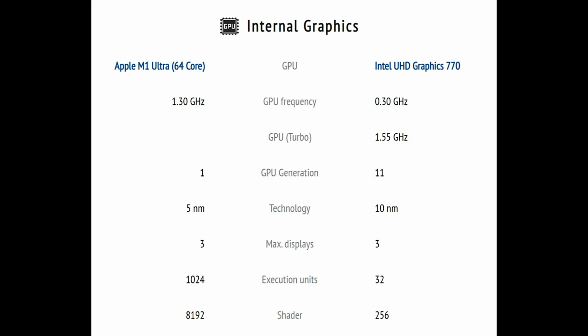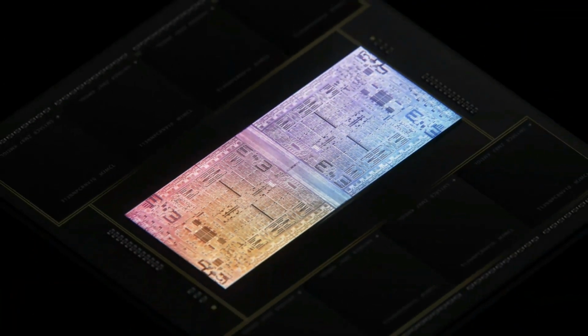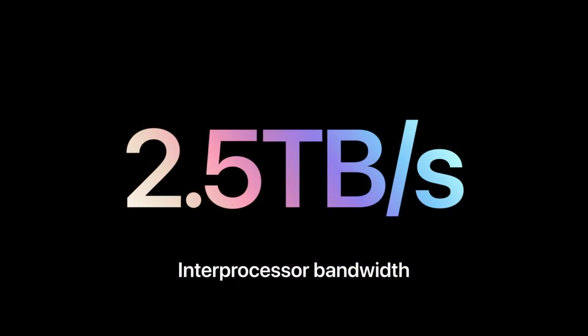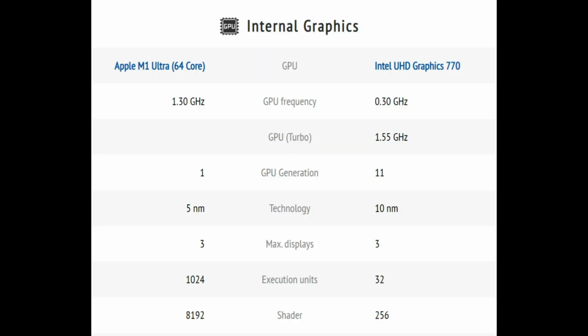So talking about generation, yes, the Intel i9 is an 11th generation processor, whereas this is just the first generation Apple M1 Ultra. Speaking about the technology, we have 5 nanometer technology on Apple M1 Ultra GPU, whereas 10 nanometers on the Intel UHD graphics. Definitely there is a huge gap here.